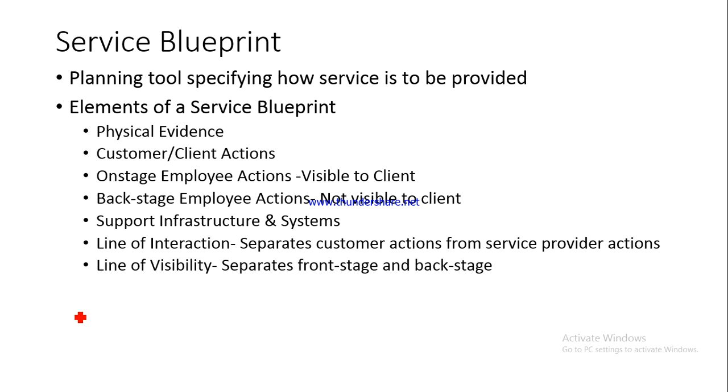Let me discuss the line of visibility now. It separates the front stage from the back stage. So here, in the hotel or in the restaurant, the waiter was the front stage and the cook was the back stage. And the customers are generally not able to see what is going on in the backstage. Whether there is cleanliness or not in the kitchen, they do not see.